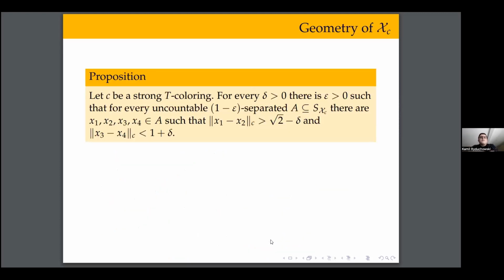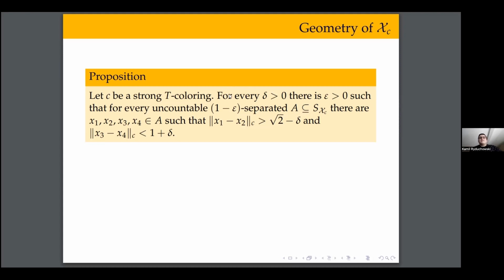Okay, now I think I'm done proving things, but actually I think the statement is nice. Well, I think I first saw a similar statement in this paper by Guzman, Hrušák, and Koszmider. Namely, it is a proposition that deals at once with admitting both 1 plus epsilon separated sets and equilateral sets.